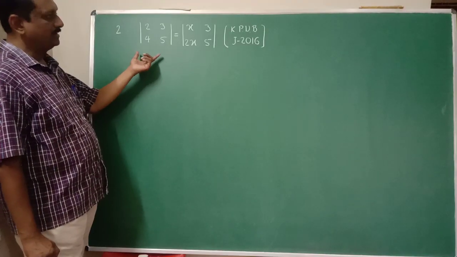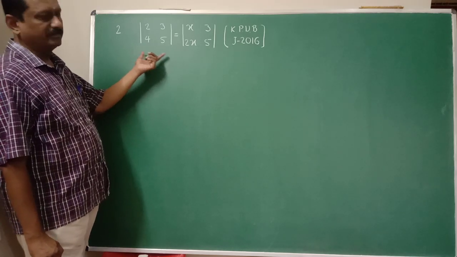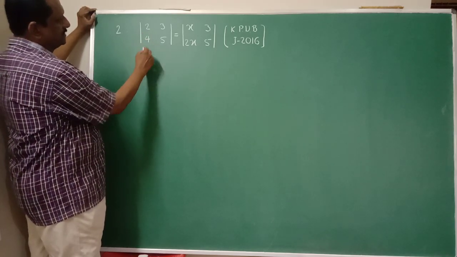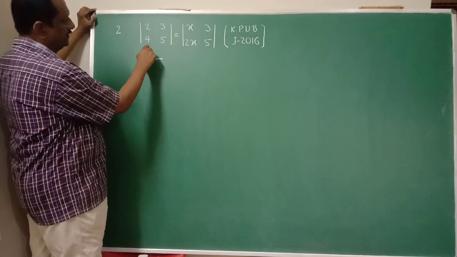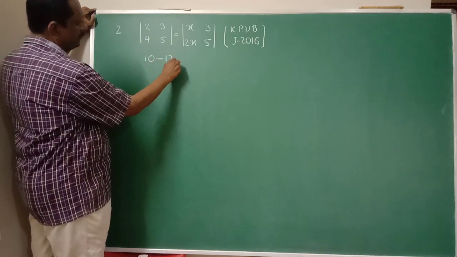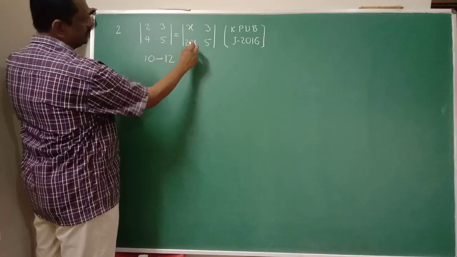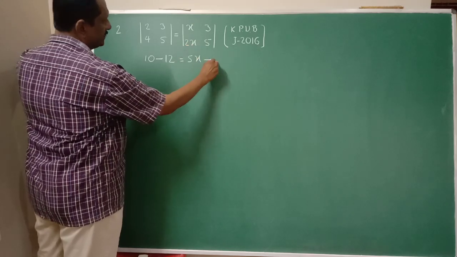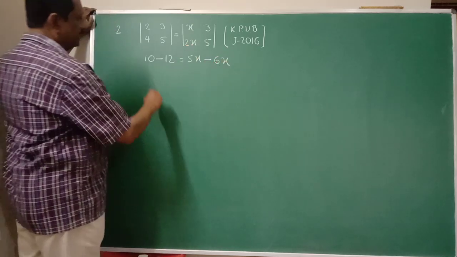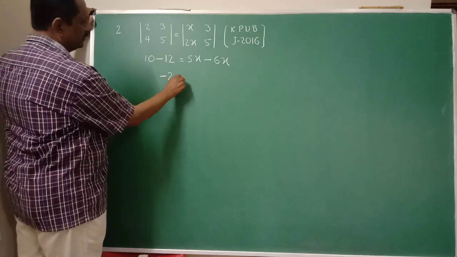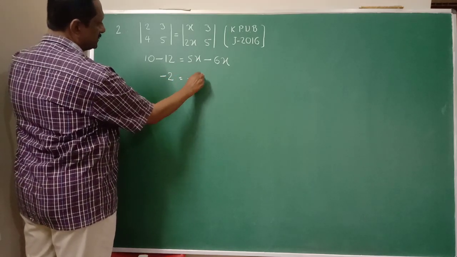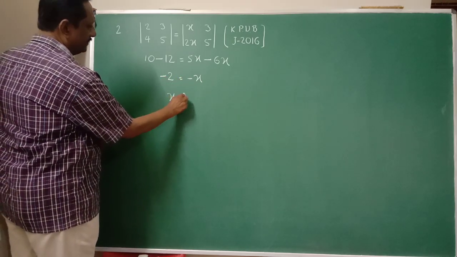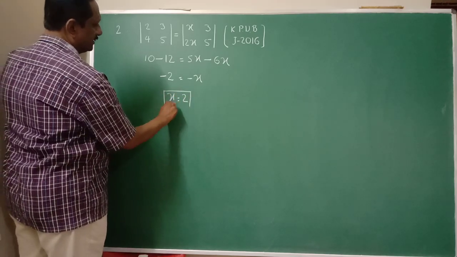This is the second example here. Even here also find the value of x. Directly expand the determinants here. 2 5s are 10, minus 4 3s are 12, is equal to x into 5 is 5x, minus 3 into 2x becomes 6x here. Here 10 minus 12 is minus 2, and 5x minus 6x is minus x here. Left side minus right hand side, minus becomes a plus. Hence the value of x is 2. So this is the answer here.